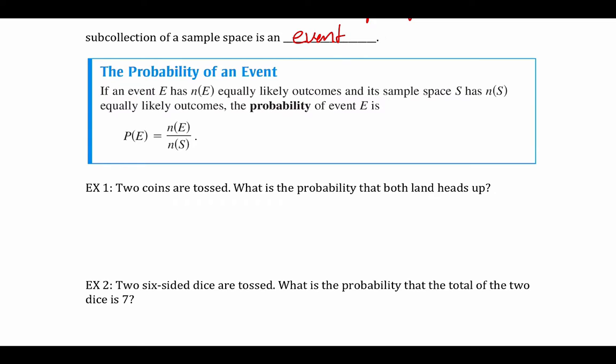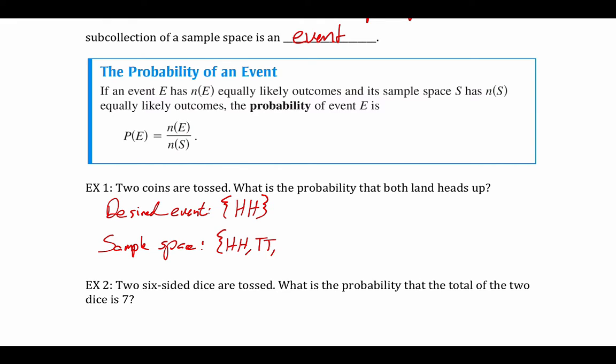Now, thinking about our desired event, the only possible outcome that we could get, if we were to list them all off, is a heads and a heads. Now, if we're flipping two coins, the sample space would be all of the possible outcomes. One of them would be a heads and a heads, the one we want. Another one could be a tails and a tails, or the first one heads and the second one tails, or the first one tails and the second one heads. So there are 4 total outcomes in our sample space. So the probability of event E happening is just that one successful outcome out of the 4.